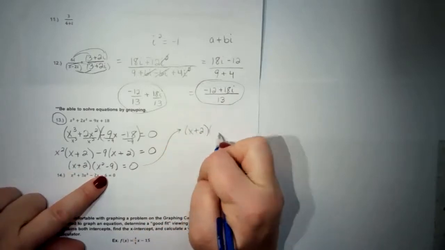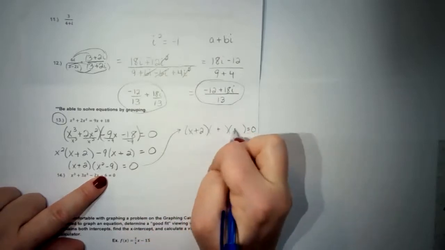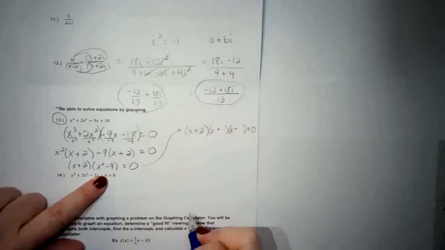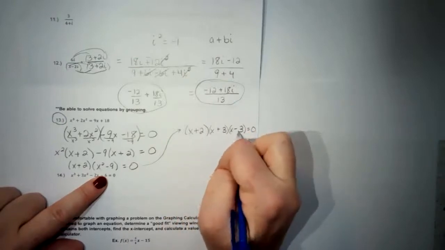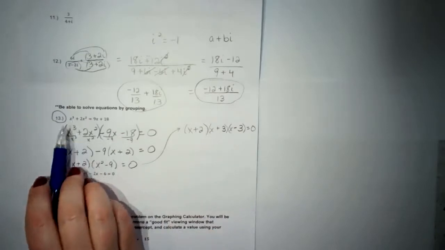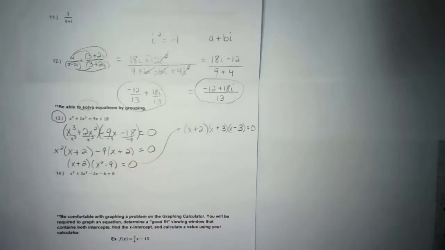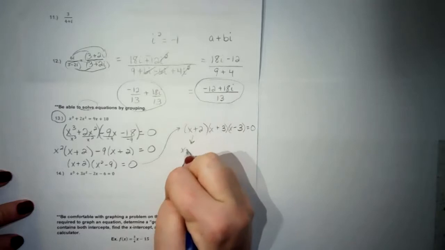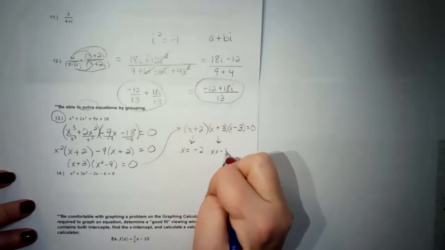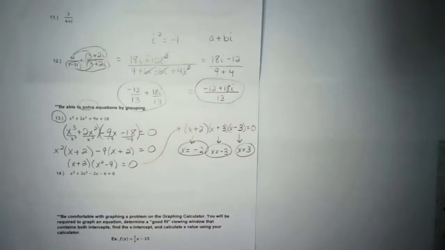But this little guy is a difference of squares. So I'm going to have opposite signs, square root of x squared in the front, and square root of 9 in the back. And I should have known I was going to have 3 answers because look at my exponent. It's a 3. So I should have known I would have 3. Now I have to keep going because this is going to say solve. I'm not done. So this is going to give me x equals negative 2. This guy is going to be negative 3. This guy is going to be 3. And there's your 3 answers.